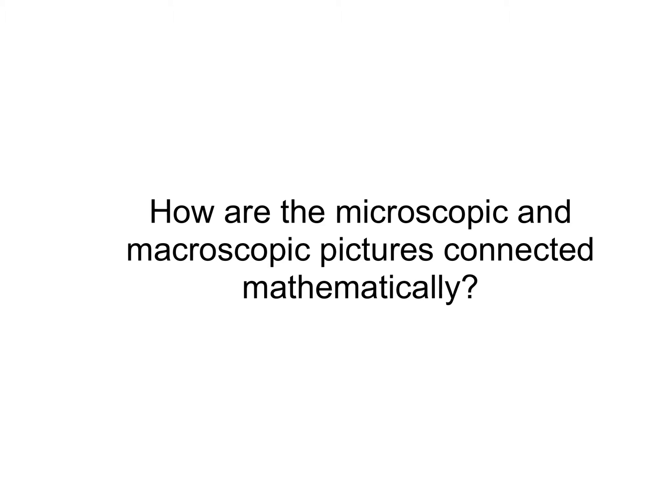Let's take a look at how the microscopic and macroscopic pictures that we've developed are connected mathematically. Our starting point for developing some mathematical expressions that connect the microscopic picture, i.e. the partition function and the Boltzmann probability, to the macroscopic picture, that is, observable macroscopic properties like the pressure, the internal energy, and the entropy, will be the Boltzmann definition of the entropy.